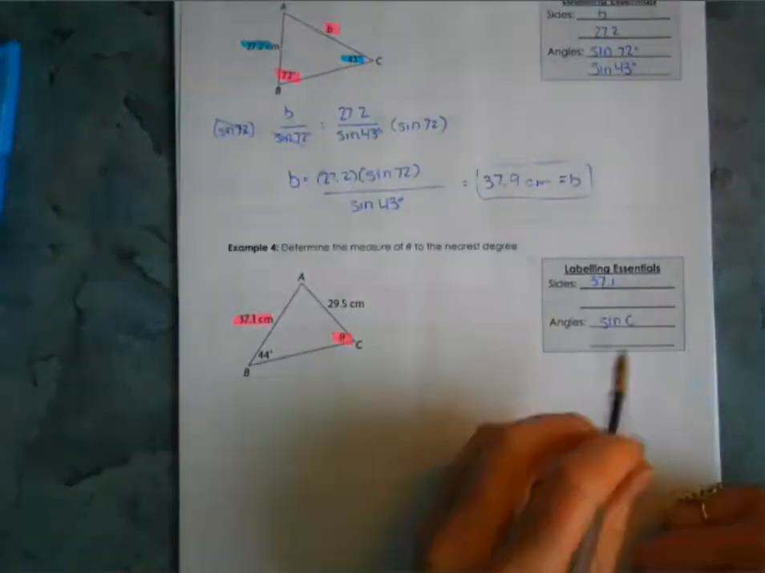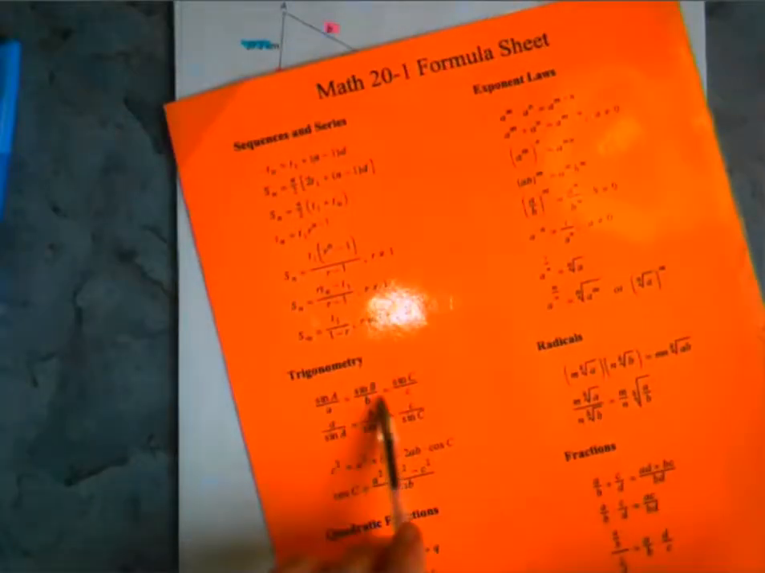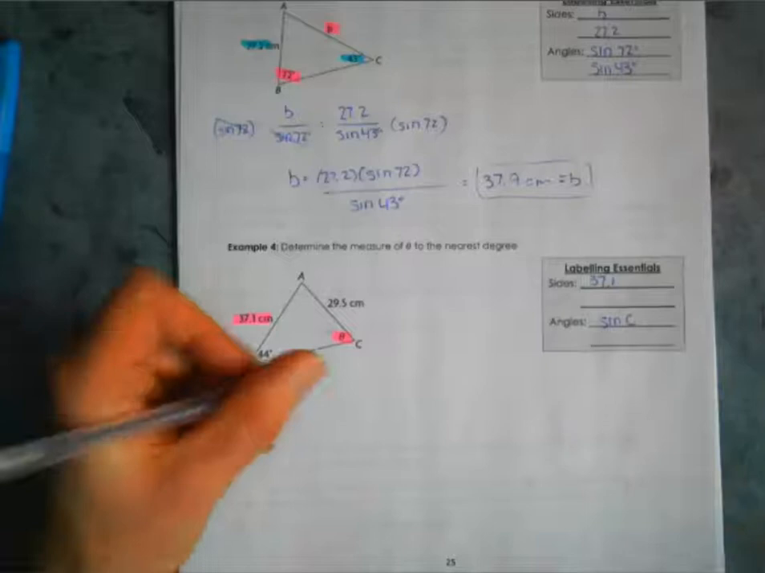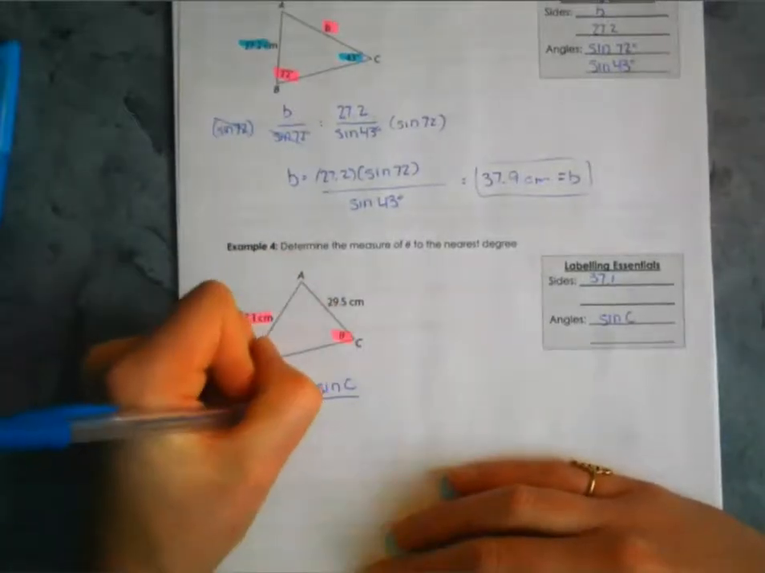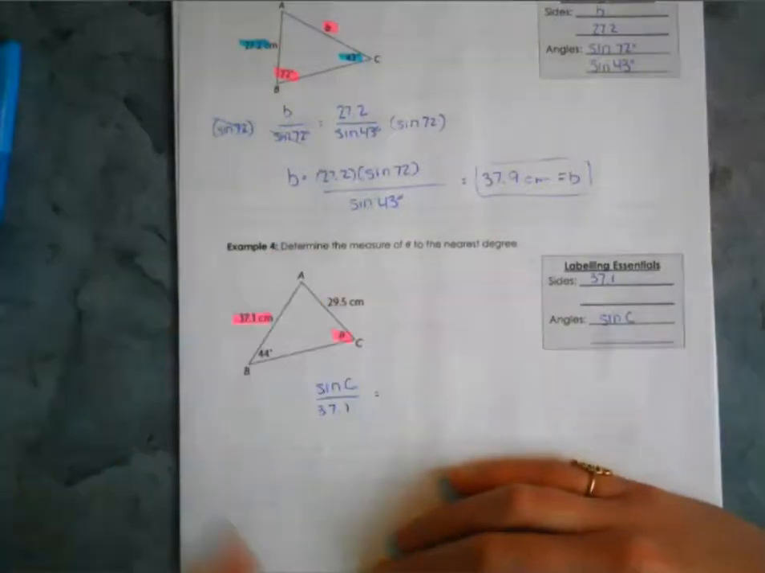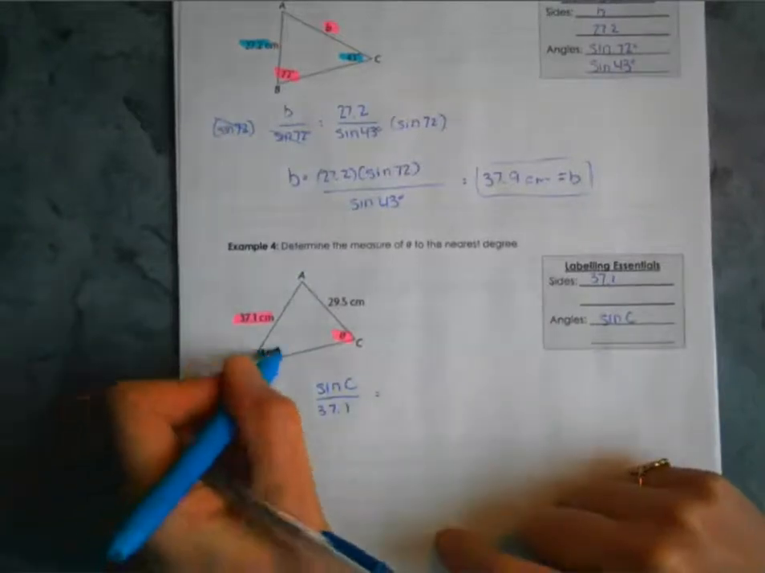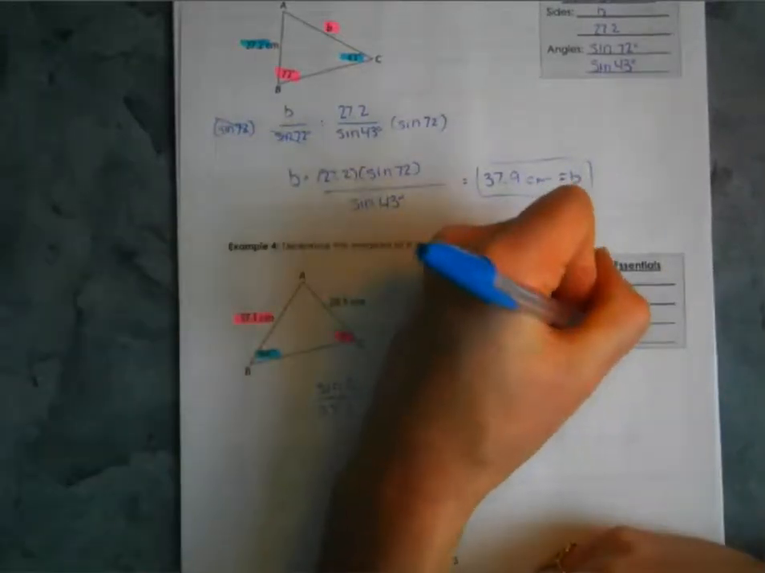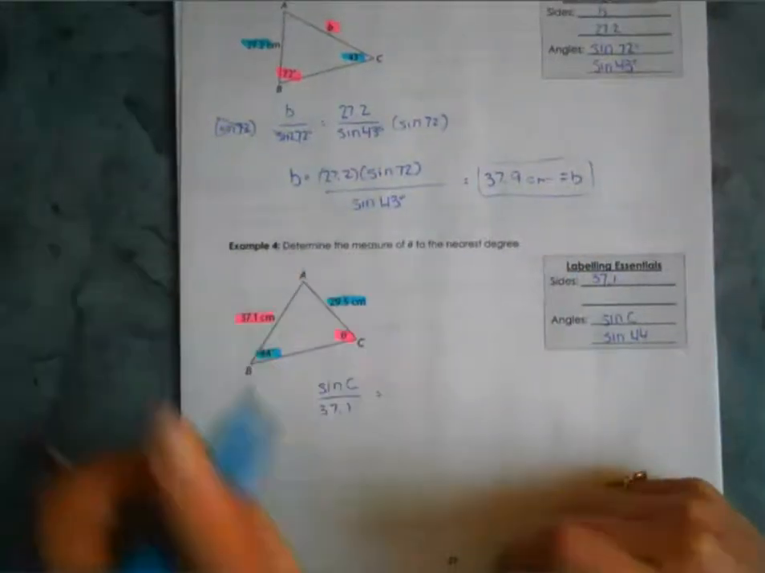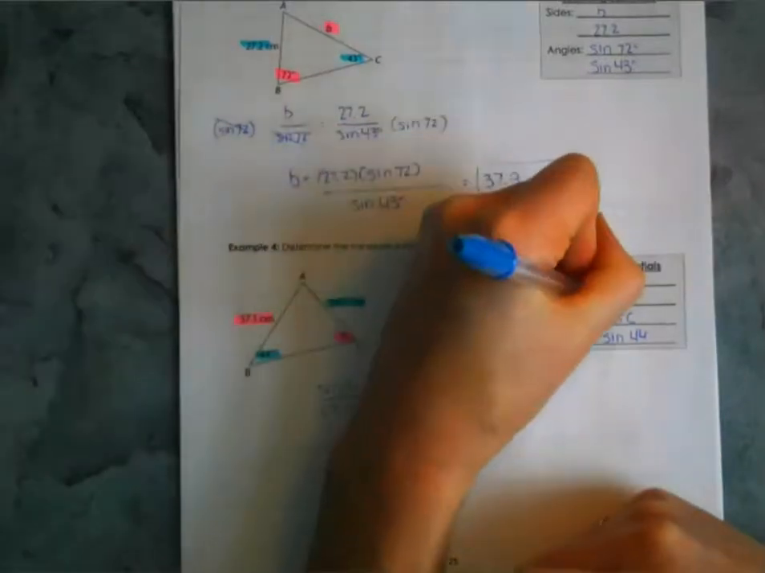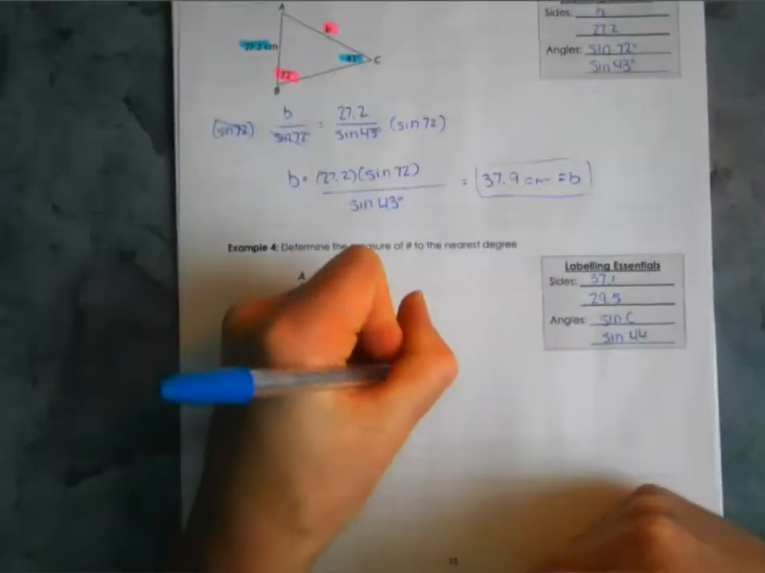Okay, so because we have an unknown angle, this time we want to use the first iteration of our formula. So we're going to do sine C divided by 37.1 is equal to, the next thing we want to find is an angle and a side that are across from each other. So it's going to be sine B, which is sine 44. And the side that's straight across from it is this 29.5.